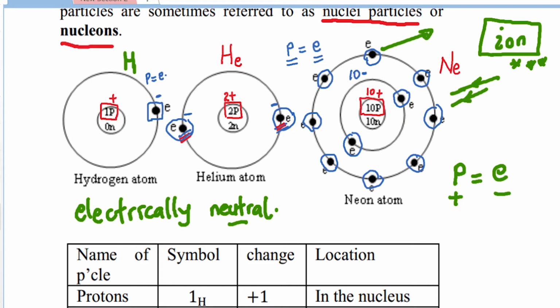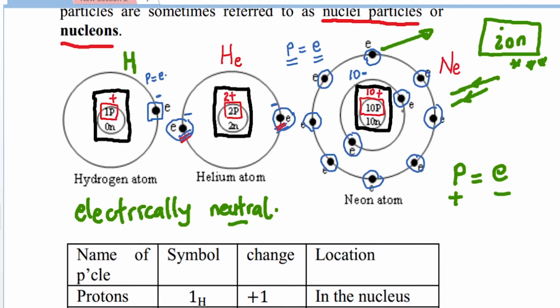Now, there's something else that you need to observe too. When you look at the protons and neutrons, they are always at the center. The protons and neutrons are at the center, and when they are at the center, that is, they are in the nucleus.